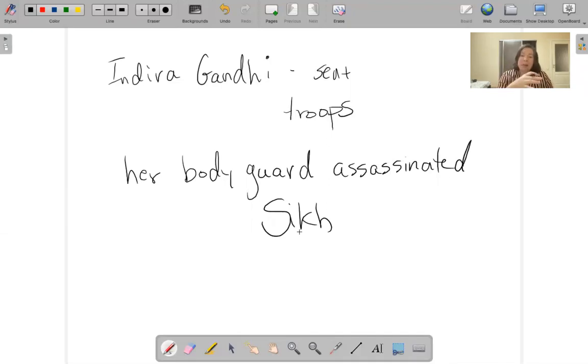So Sikh separatist movement was rising up in the Punjab and insisting that they have their own country. Indira Gandhi sends troops to settle it down, and then her personal bodyguard assassinates her. That was in 1984. Not very long ago, 1984.